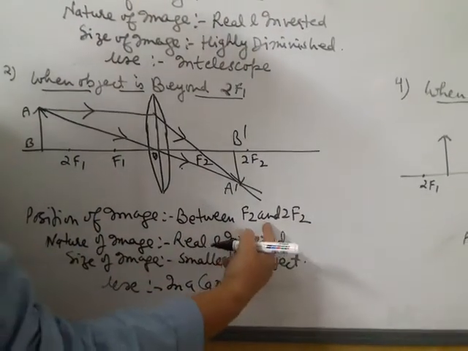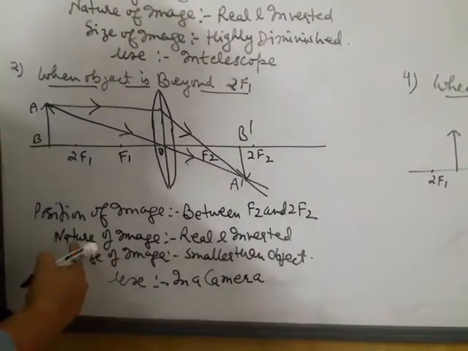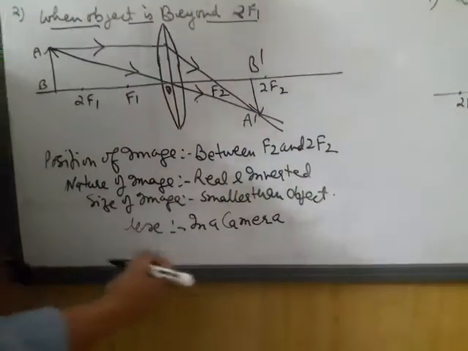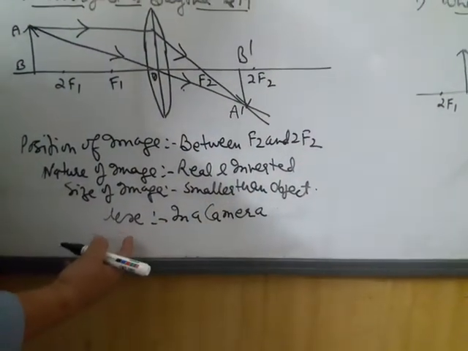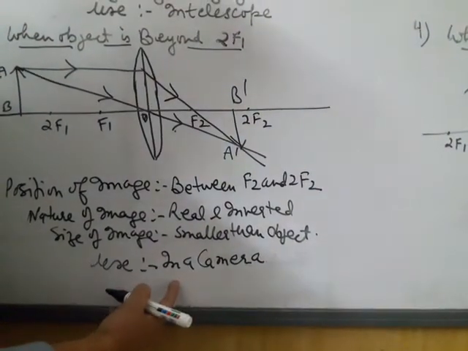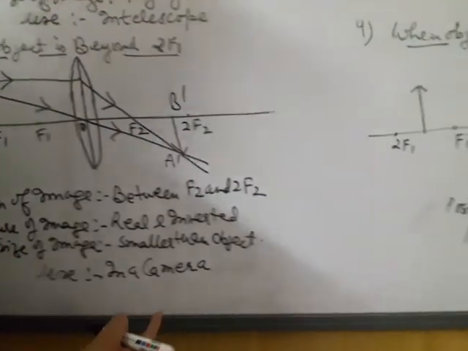Position of image is between F2 and 2F2. Nature of image is real and inverted. Size of image is smaller than object, and this concept is used in a camera.